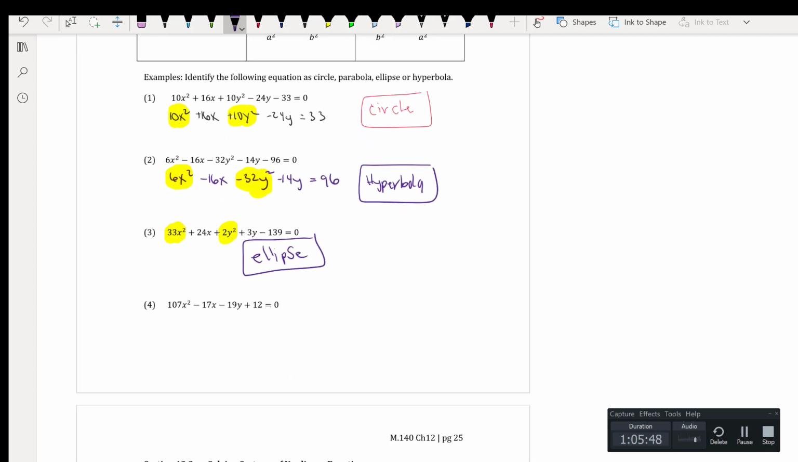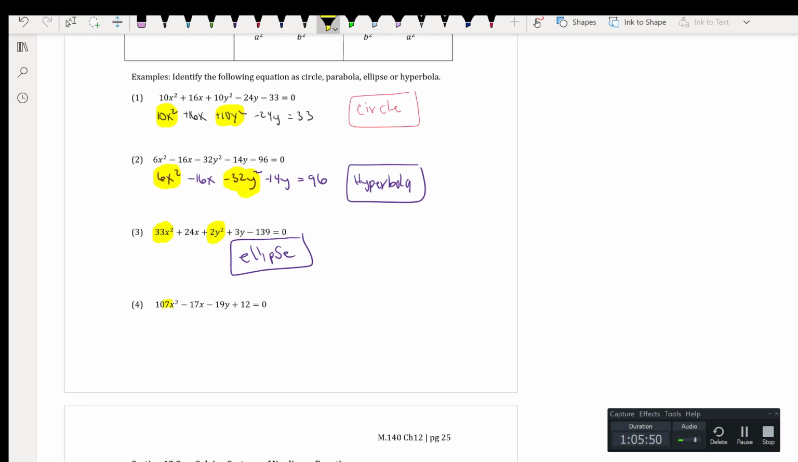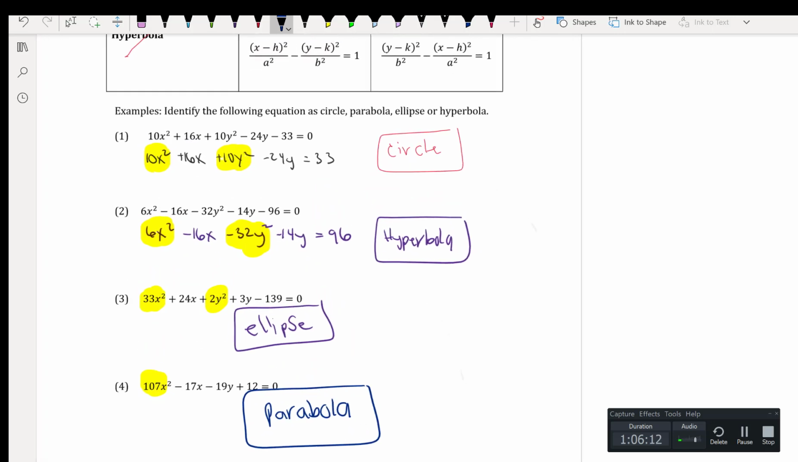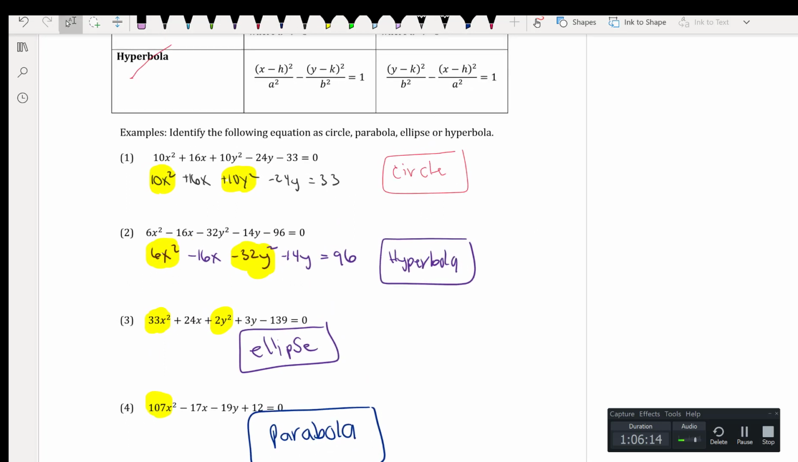Okay. So now that brings me to my last one, which is here. So notice how I only have one term that's squared. I only have x squared. I do not have a y squared term. So this one, I automatically know that this is going to be my parabola. I only have an x that's being squared. There is no y squared. Okay? And so that is the end of section 12.2.